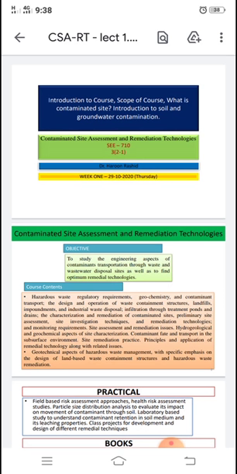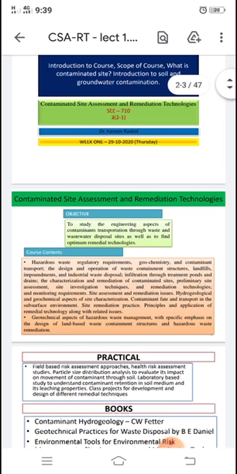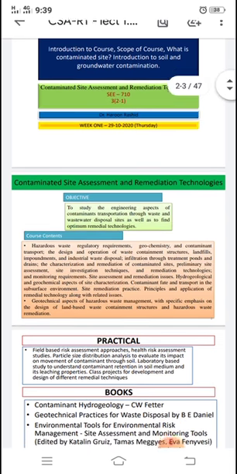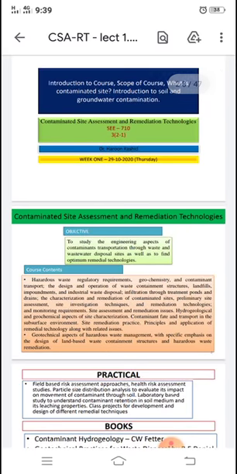Initially, we are supposed to contain all kinds of contamination at the source, and we need to properly dispose of these sources of pollution, these contaminants. But if these contaminants are not controlled and they spread out in the environment and exist in different media, then we need to remediate, we need to have some remediation technology.